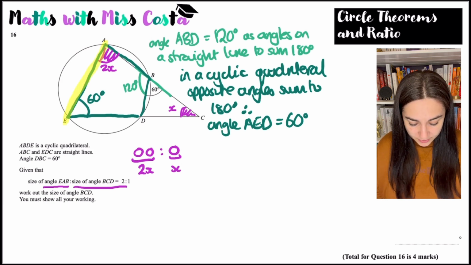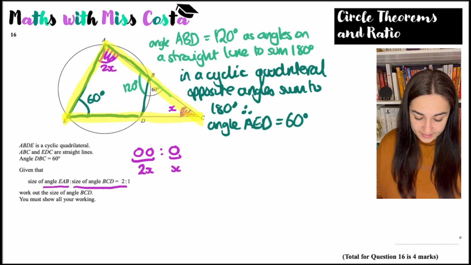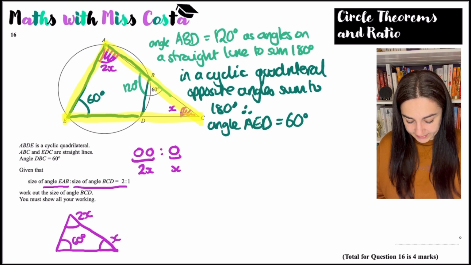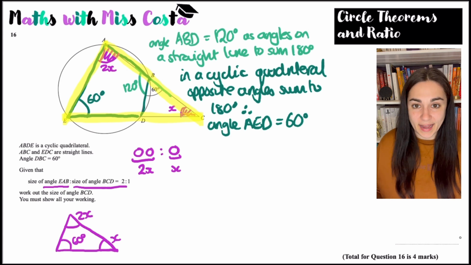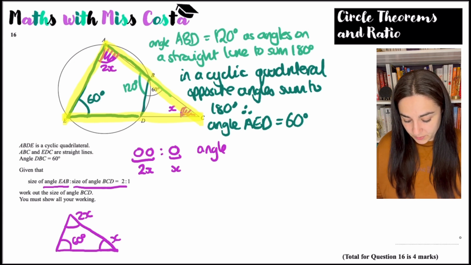So let's just have a look at what happens if I just zoom out and take a bigger picture. I know that there's a triangle that's formed. So I have this triangle over here. That's got the angle X, which is the angle I'm trying to work out. I know this is 2X, and I know that this is 60 degrees. So you then have an angle, and we know that angles in a triangle sum to 180.